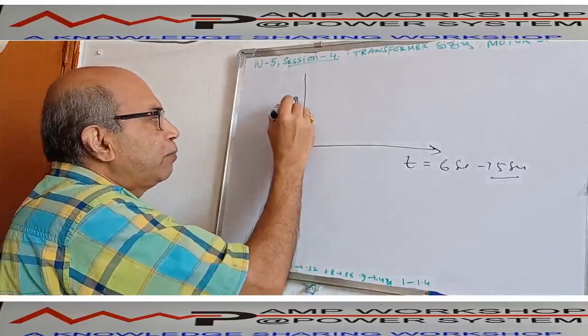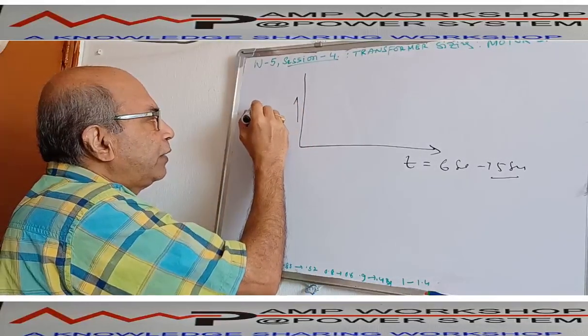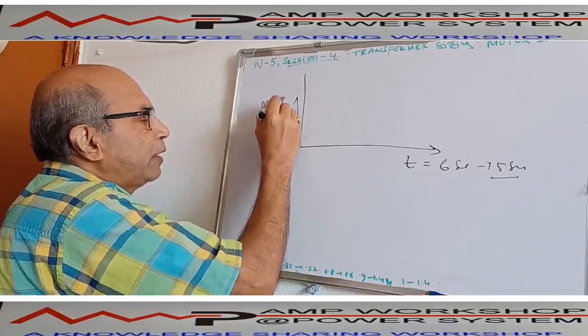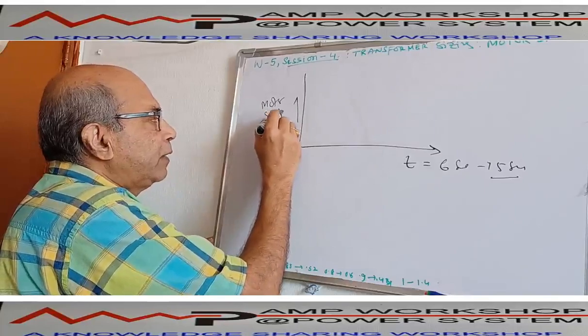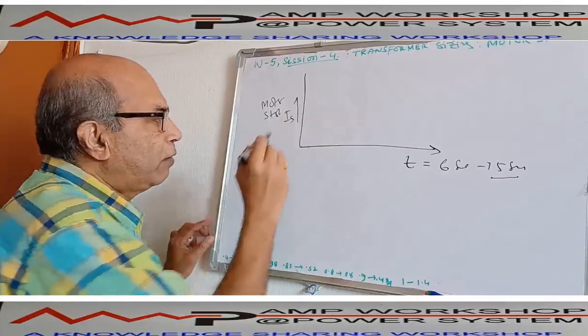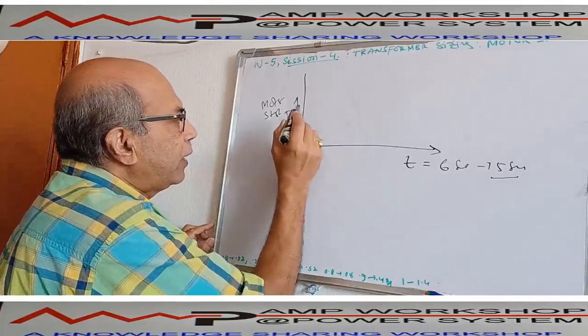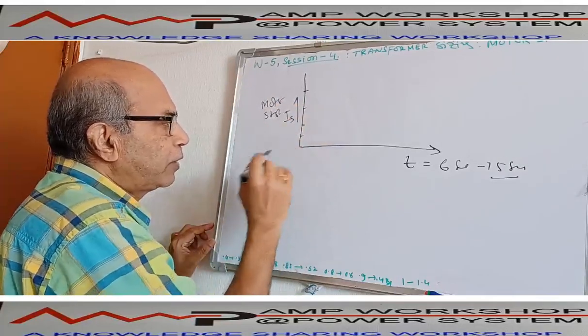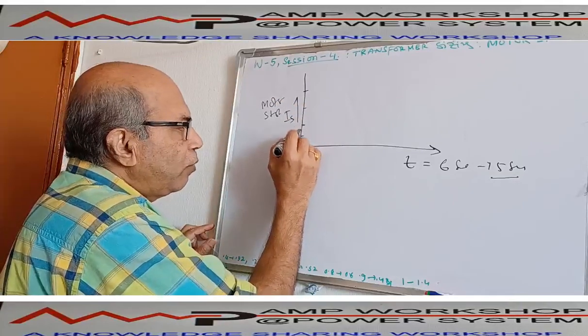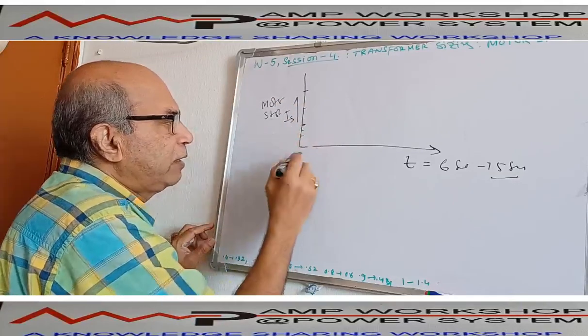And on this side we are putting the motor starting current. Motor is starting, and this is the motor starting time, and this is the motor starting current. Now if this is 2 times current, this is 4 times, and this is 6 times, suppose. And this is 1 time the full load current. Normally it takes between 1.5 to 2 times, but I am considering the severe condition.